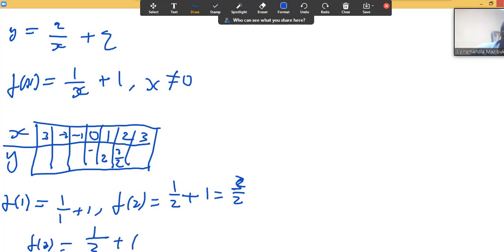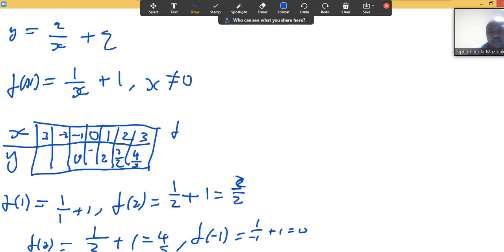Let's say we have 3 to be 4 over 3. So this is nothing but 4 over 3. So here we'll have 4 over 3. Suppose we're looking at f at x as minus 1. F at x minus 1 should be 0, because it would be 1 over minus 1 plus 1. So this is 0.